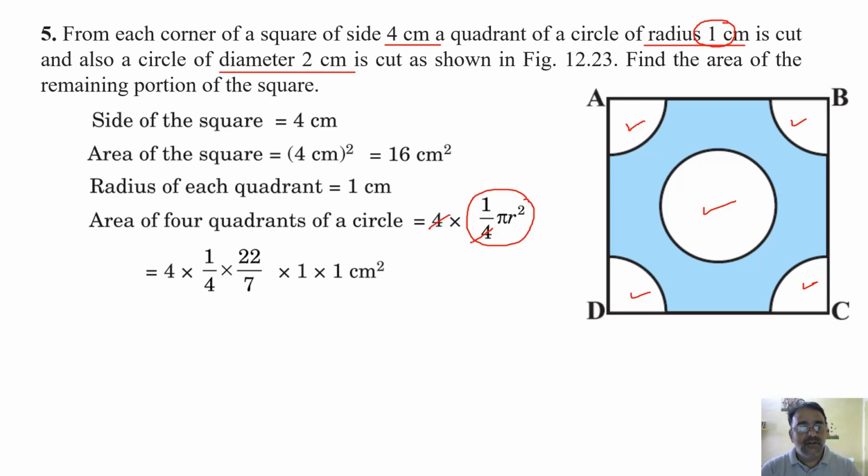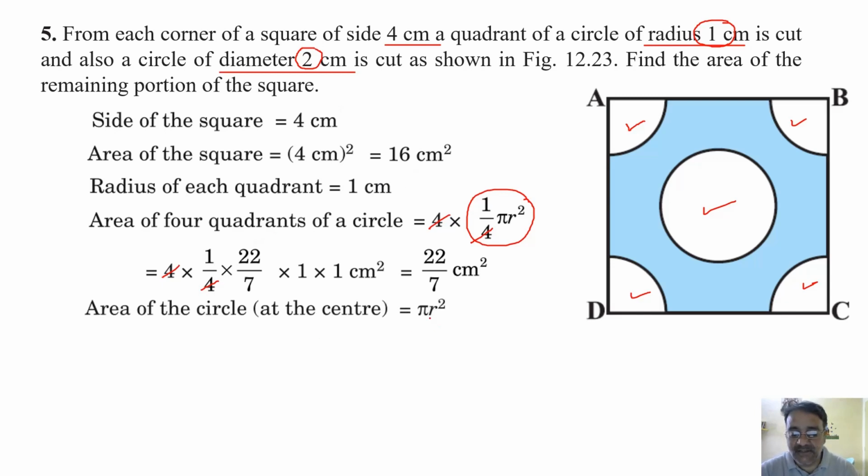Okay, so 22/7 into 1 into 1. This 4 will be cancelled and we'll get 22/7 only. Now the area of the circle at the center, this one. Diameter is given as 2, so radius will be 1. So the area of the circle at the center is pi r square, 22 by 7 into 1 into 1. So here also we are getting 22 by 7 centimeter square. So now we are going to write the final formula: the area of the remaining portion will be equal to the area of square minus the area of 4 quadrants minus the area of the center circle.